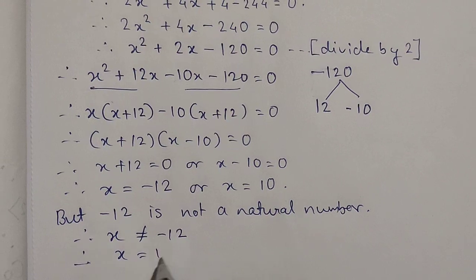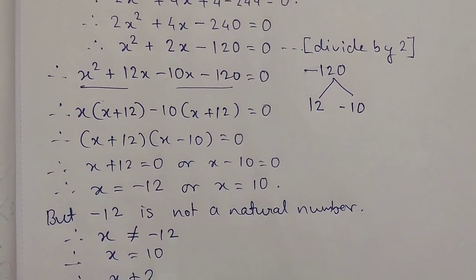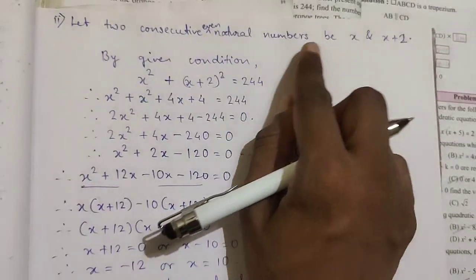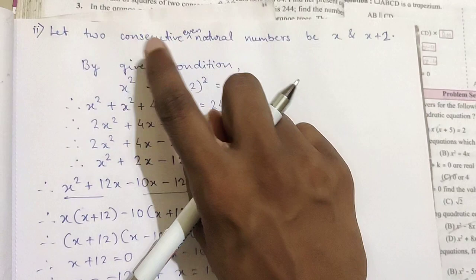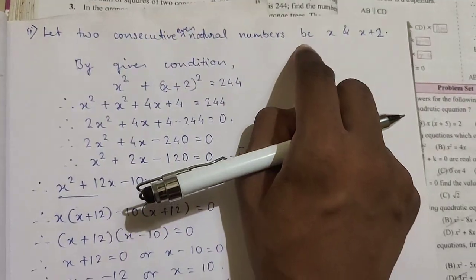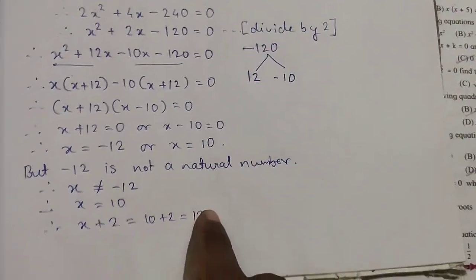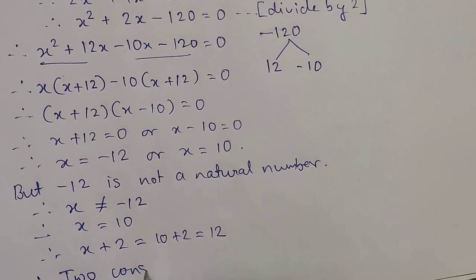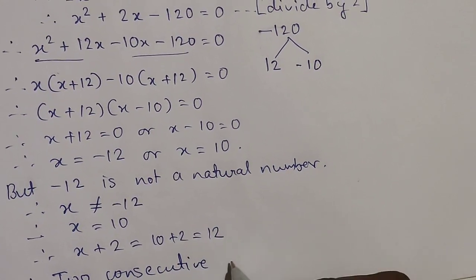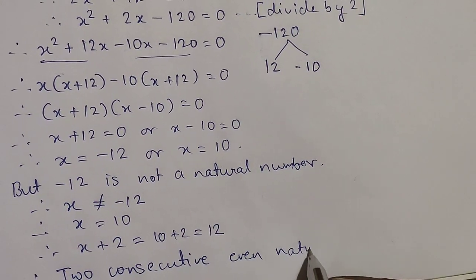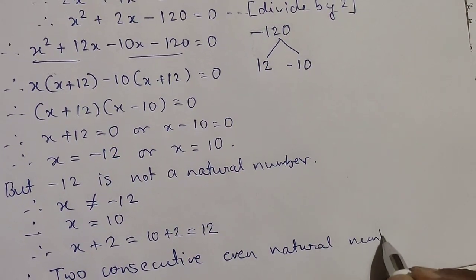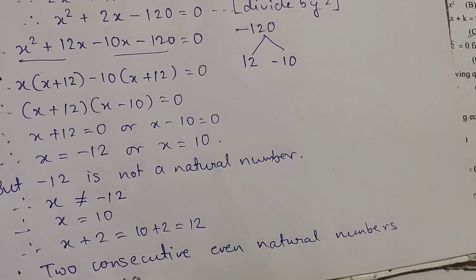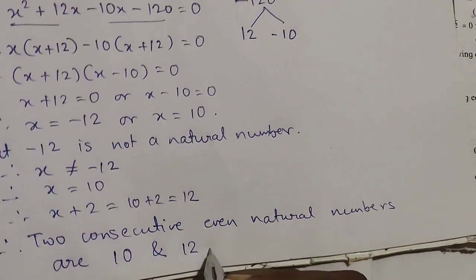So what is your x? 10. And if your x is 10, then what will be your x plus 2? That is 12. So you can write your answer that two consecutive even natural numbers are 10 and 12, which you got here. So that will be your final answer. Two consecutive even natural numbers are what? 10 and 12. Understood?